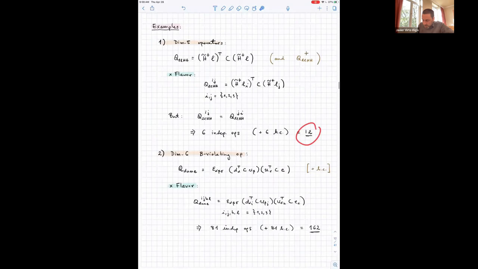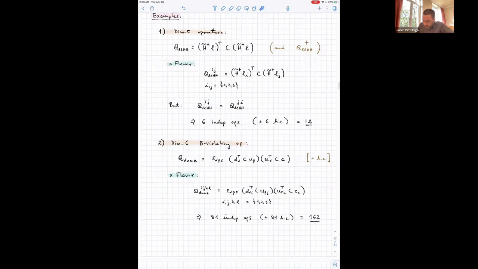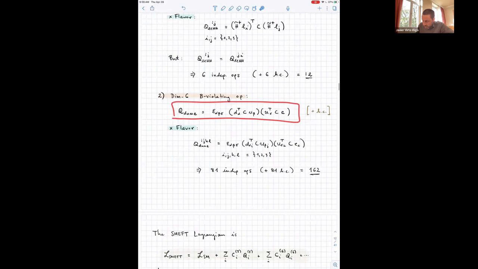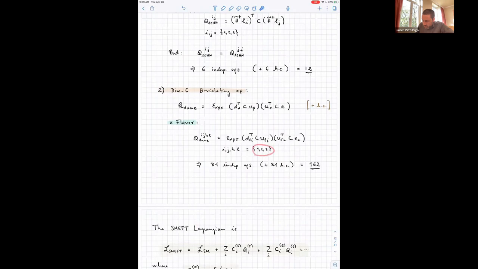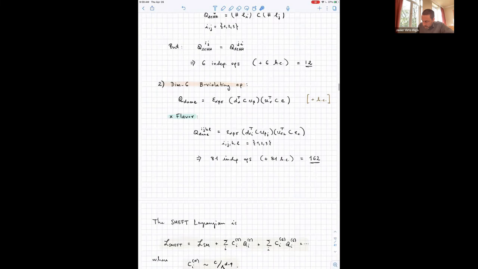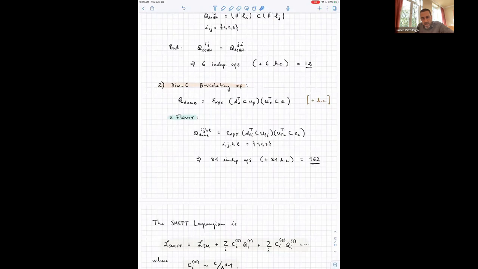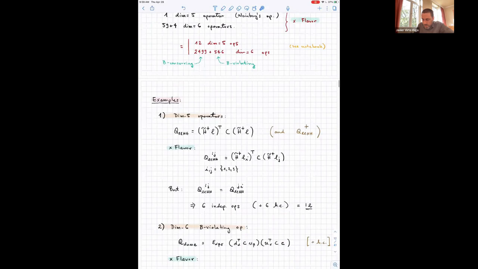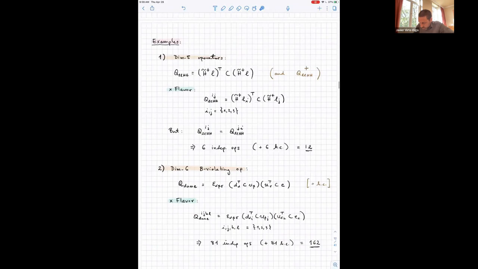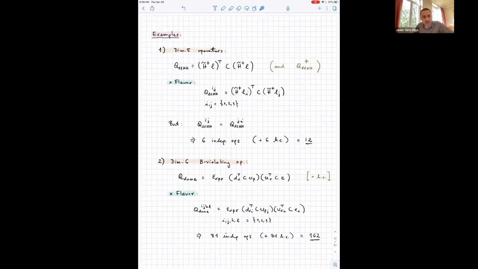In the case of dimension 6, you have these dimension 6 baryon-violating operators, like, for example, this one here. And then if you include all these 4 flavor indices that you are allowed to put here, then you get 81 independent operators. That's 162. So this single baryon-violating operator is really 162 different operators once you include flavor, okay? The other 3 will give you the rest that you need, up to 546. So far, this looks rather pointless. However, I will try to argue that this is not pointless and that in fact, it's very interesting.